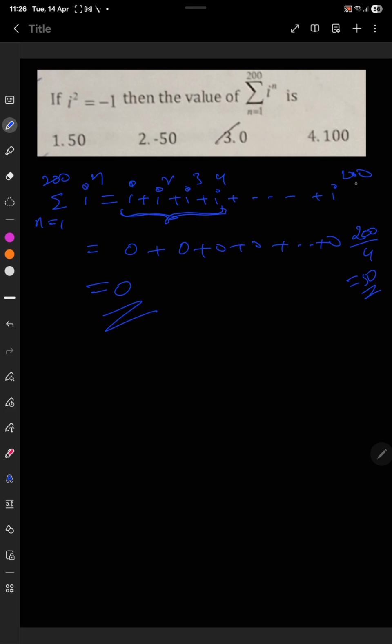So here we have 200 terms. So 200 by 4, by dividing 4 terms as a group we get 50 groups, and each group is equal to 0, since the sum of first 4 powers of i is equal to 0, therefore the sum is equal to 0.